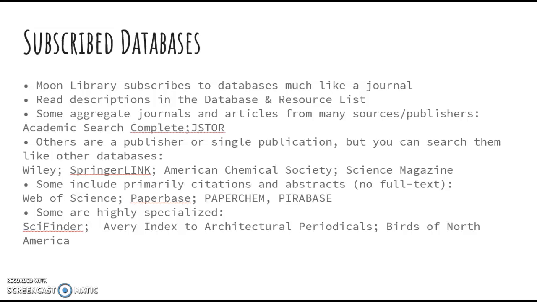Others are a publisher or a single publication, but you can search them like other databases, such as Wiley, Springer Link, American Chemical Society, or Science Magazine. Some include primarily citations and abstracts with no full text, like Web of Science, Paperbase, PaperChem, and Purabase. And some are highly specialized, like SciFinder, Avery Index to Architectural Periodicals, and Birds of North America. So depending on what type of database and information you want, you're going to go to a different database.